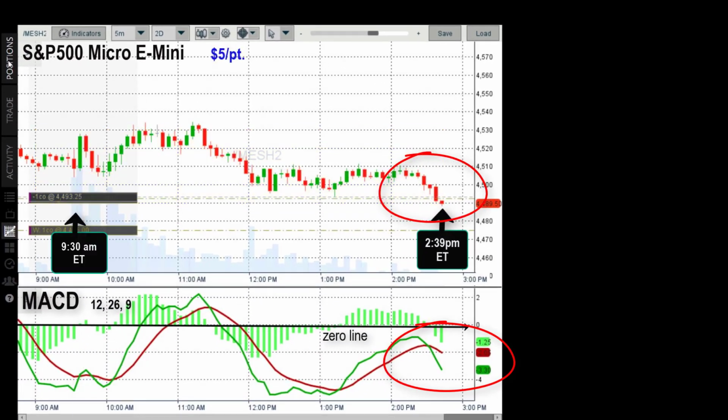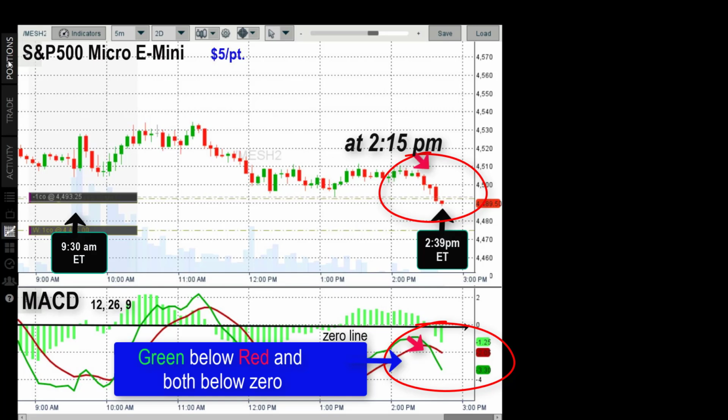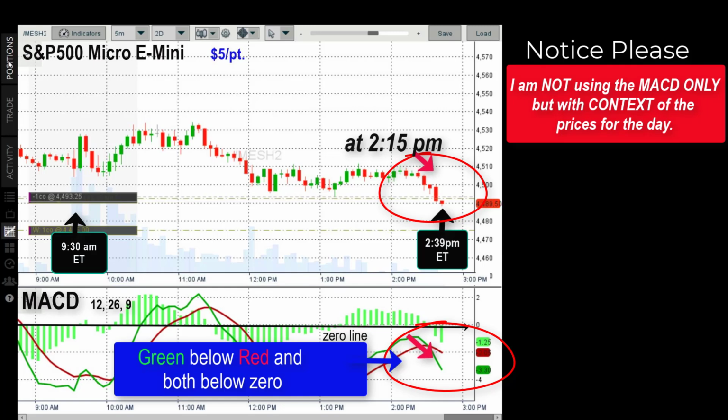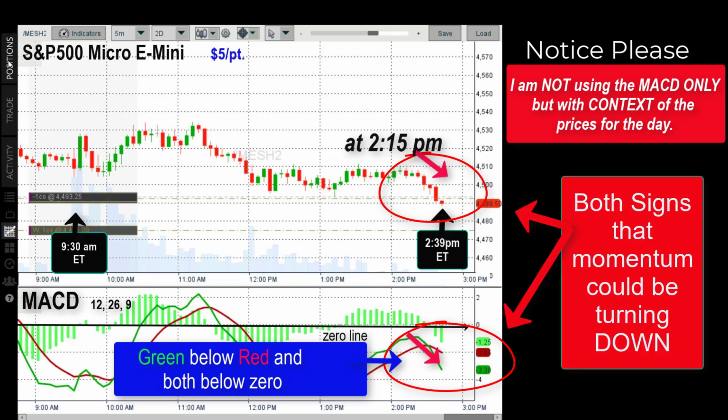About 2:15, I notice I've got several red candlesticks up there on the chart showing some weakness in the market. At the same time, the green line's below the red line and both well below the zero line. Now, if you watch my beginner's videos, you know that's a sign that momentum could be taking a turn for the market to go down. It's always a gamble, 50-50 at best, but at this particular time, I think it's much more likely the market is going to go down rather than up. So I venture to take a trade.